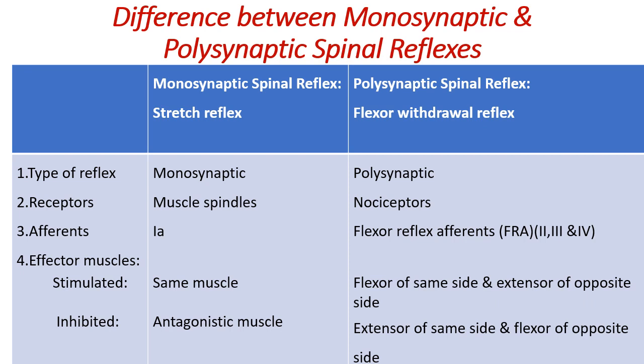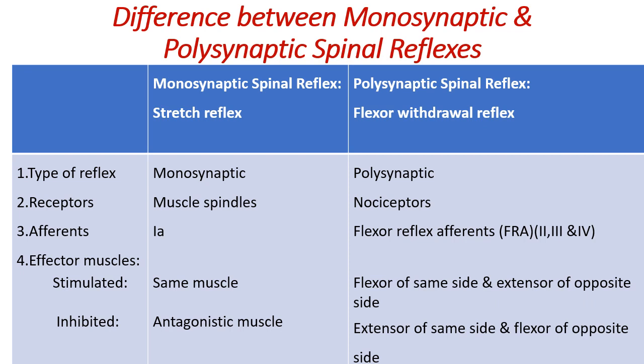So the receptor in the stretch reflex is the muscle spindle, present in the belly of the muscle, while the flexor withdrawal reflex is initiated by stimulation of the painful receptors, the nociceptors. The afferents involved in the stretch reflex are the annulospiral endings, or the group 1A fibers, which have the highest velocity, up to 120 meters per second, and the largest diameter, up to 20 micron.